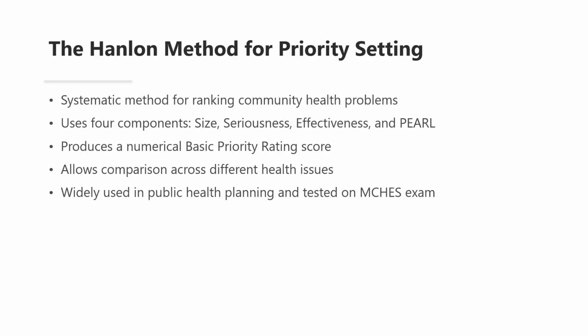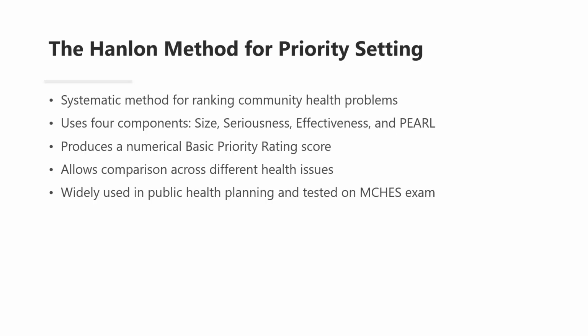The method evaluates each identified health problem using 4 components. The first component is size of the problem. This refers to how many people are affected. Size is typically measured using prevalence or incidence data, population counts, or the percentage of the population experiencing the problem. A health issue that affects 200,000 people would score higher on size than one affecting 5,000 people.